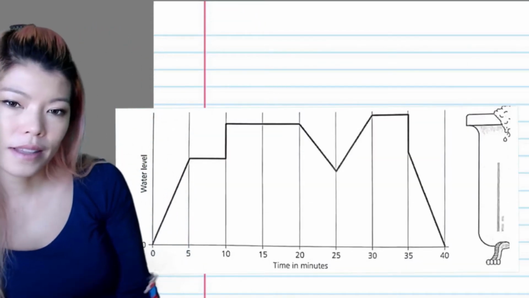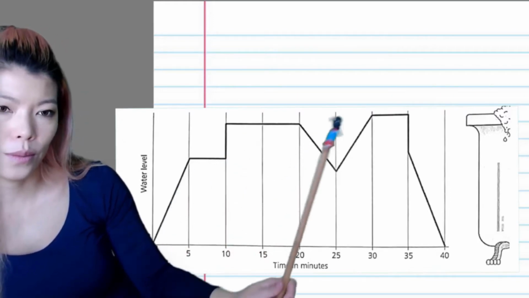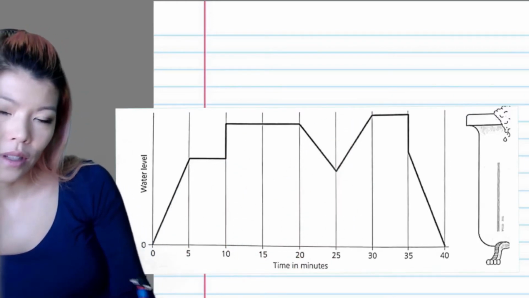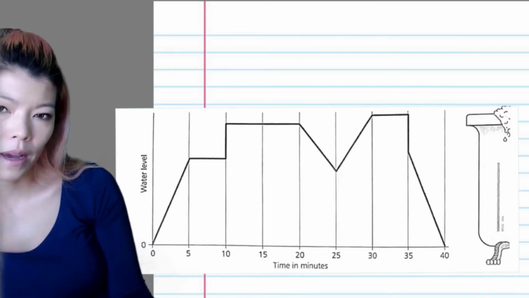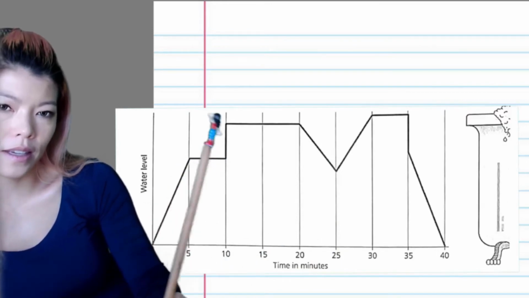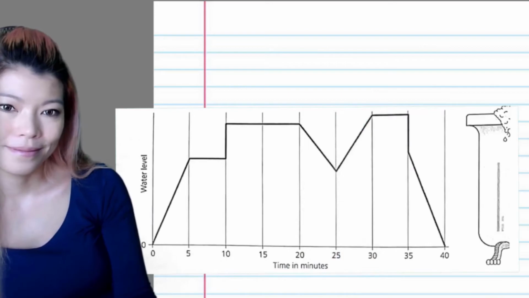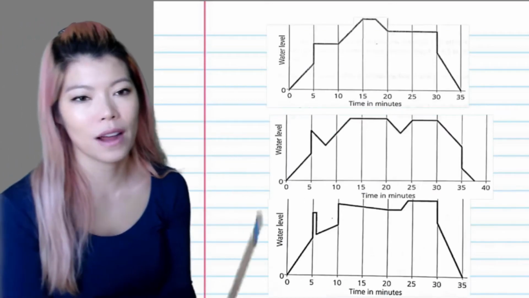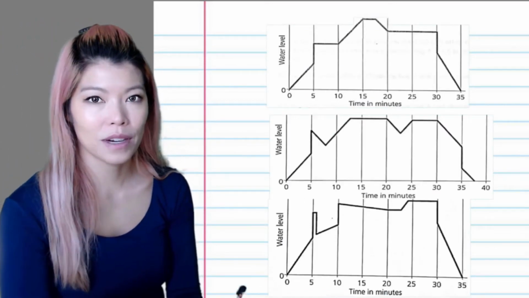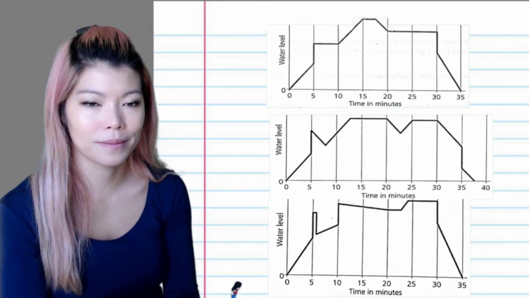Here's another graph. Let's see if you can fill up your notes with a story to describe what happens to this bathtub with the water level increasing and decreasing. And I've got another 3 graphs if you want to practice some more with a friend, if you're watching this with someone else.